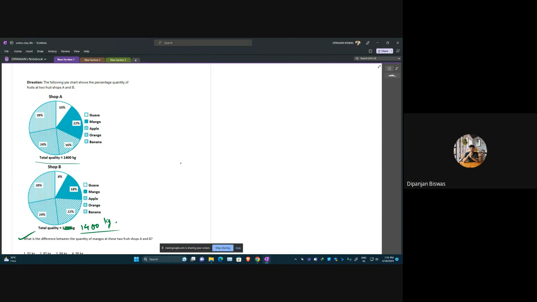Suppose the total quantity is same and that is 1400 kgs for both the shops, and the question was asked, what is the difference between quantity of mangoes at these two shops A and B? In the first shop, mango is 22%. In the second shop, mango is 18%. So you can directly subtract the percentages if the quantity is same. So that is 4%, and you have to find out 4% of 1400. So 1400 into 4 by 100, that is 56. So you can get the answer directly this way if the quantity is same.